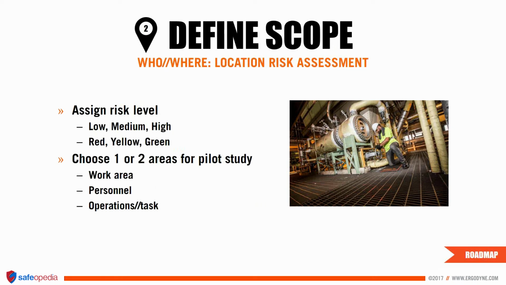Then once you've considered all of this, it's going to be a little bit overwhelming. So what we want you to do is list out these different areas and these different crews and assign a level of risk to them. Whether you use a low, medium, high scale, or a red, yellow, green scale, really look at your higher risk areas and your higher risk personnel affected, and then identify one or two locations that you can choose as a pilot study for this program.